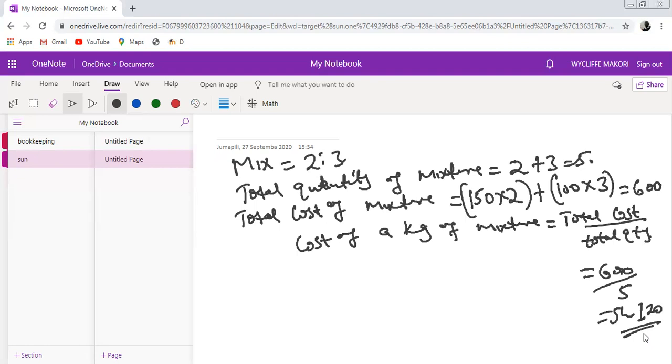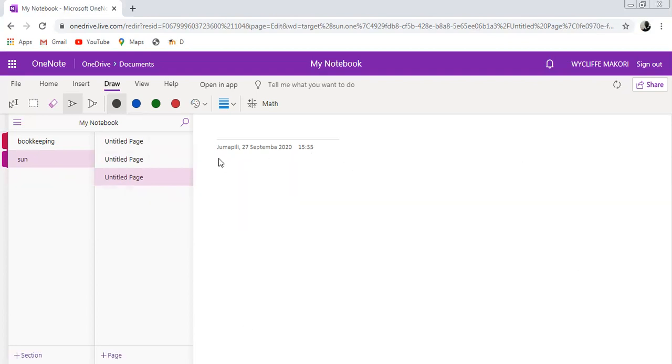I want us now to focus on the illustration that I'm going to give here. We have got this illustration where we are told that there are three types of tea leaves. We have got three types.